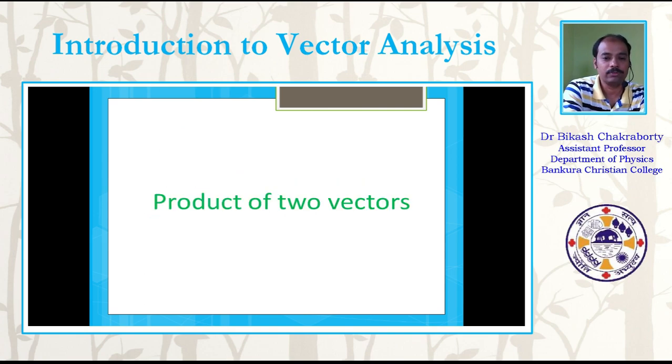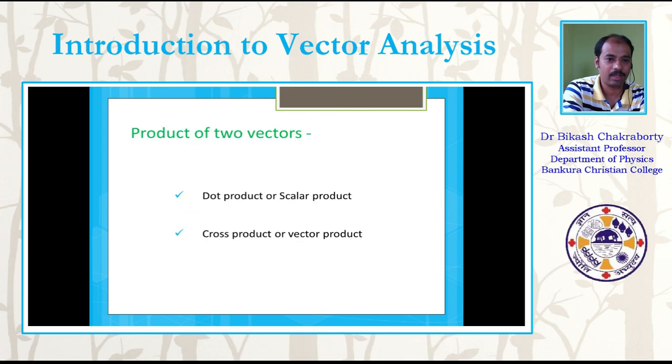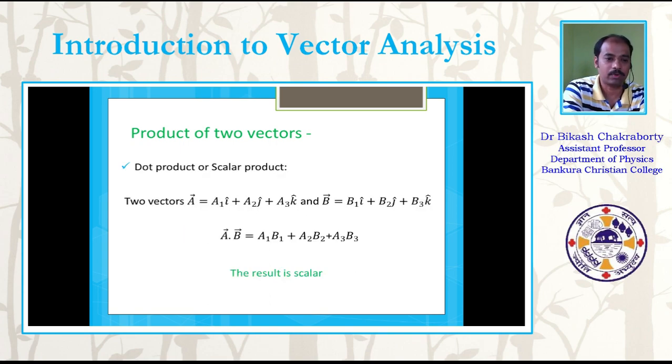Now the product of two vectors. There are two products. One is called dot product or scalar product, another is called cross product or vector product. The dot product. If we consider two vectors, A equals a1 i hat plus a2 j hat plus a3 k hat, and B equals b1 i hat plus b2 j hat plus b3 k hat, then A dot B is equal to a1 b1 plus a2 b2 plus a3 b3. The result is scalar.